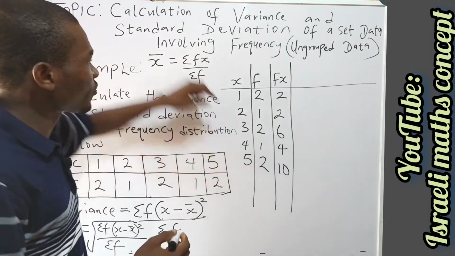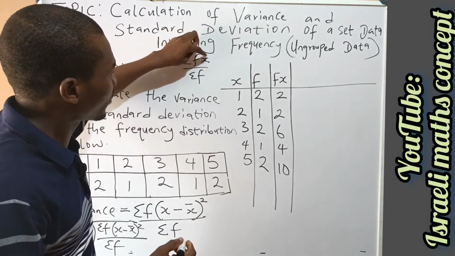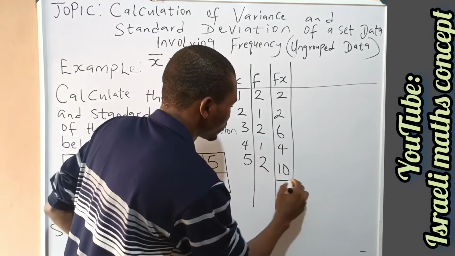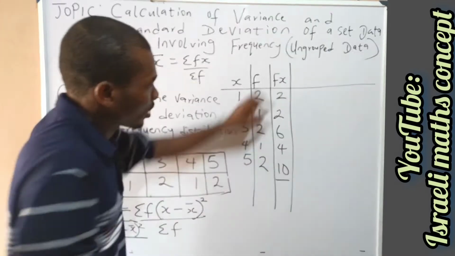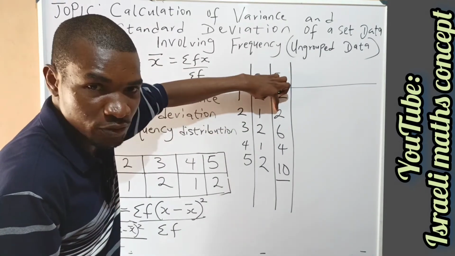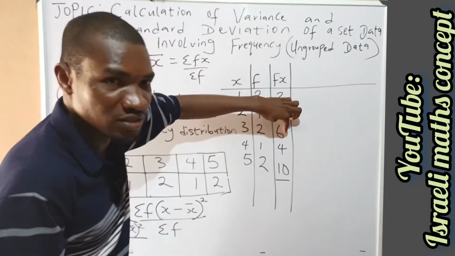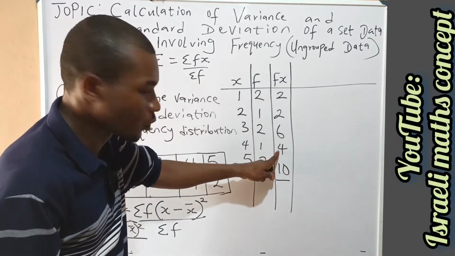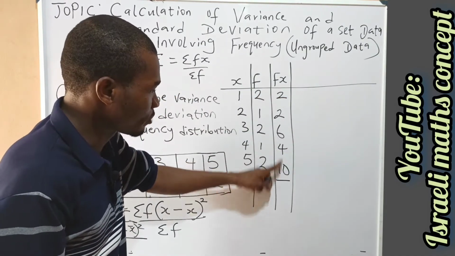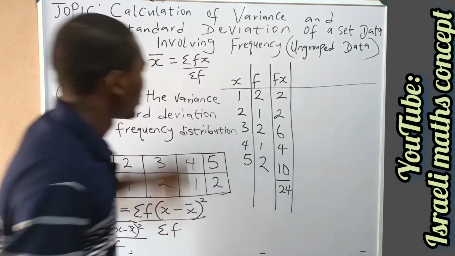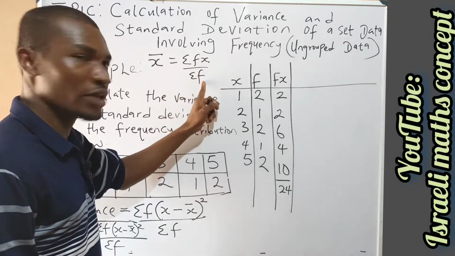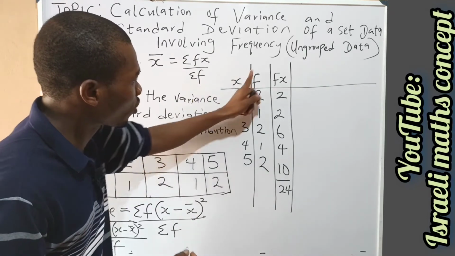By the formula of our mean, we have summation of fx, which simply means to sum all the values in the fx column. Let's sum the values. 2 plus 2 is 4. 4 plus 6 is 10. 10 plus 4 is 14. And 14 plus 10 is 24. So we have 24, and that is all over the summation of f.